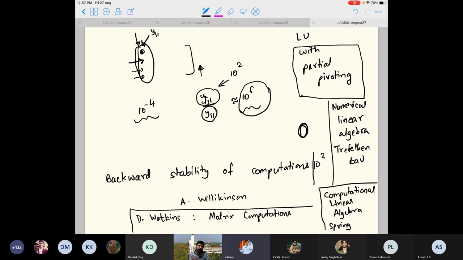And some stuff related to backward stability I took from David Watkins' book. So every now and again I will use these books also. Some material will be taken from these books, apart from the two textbooks that I told you about in the beginning of the course. Okay, any doubts, any further questions?